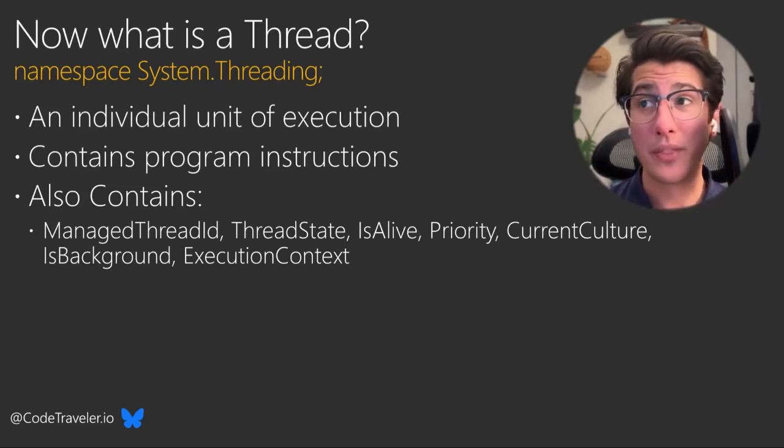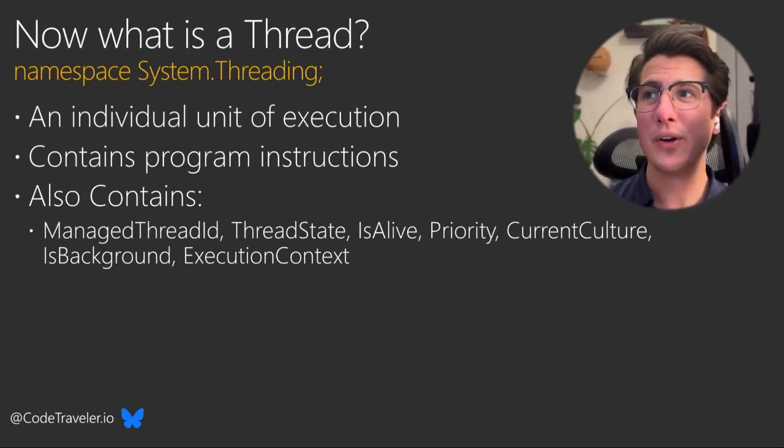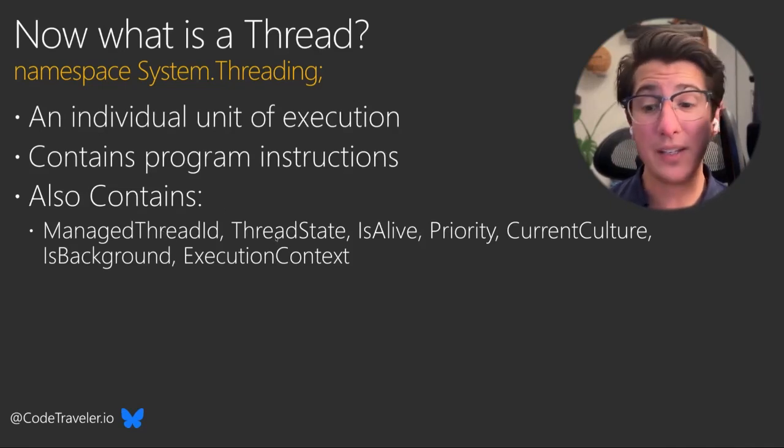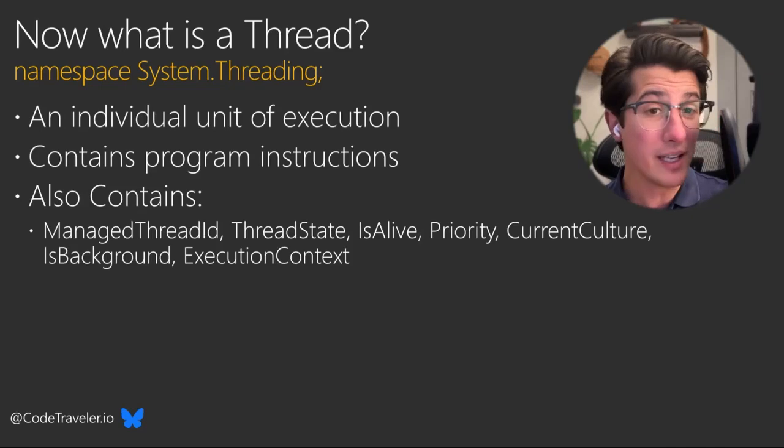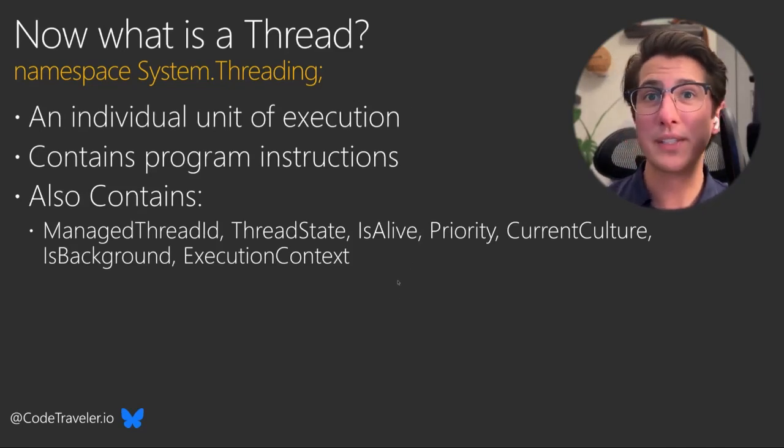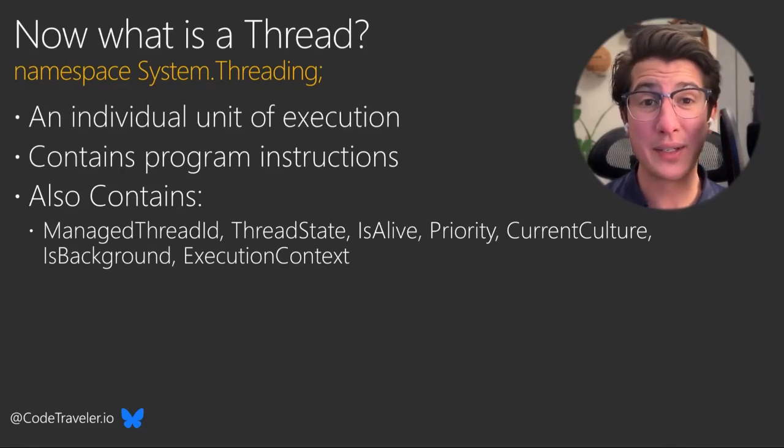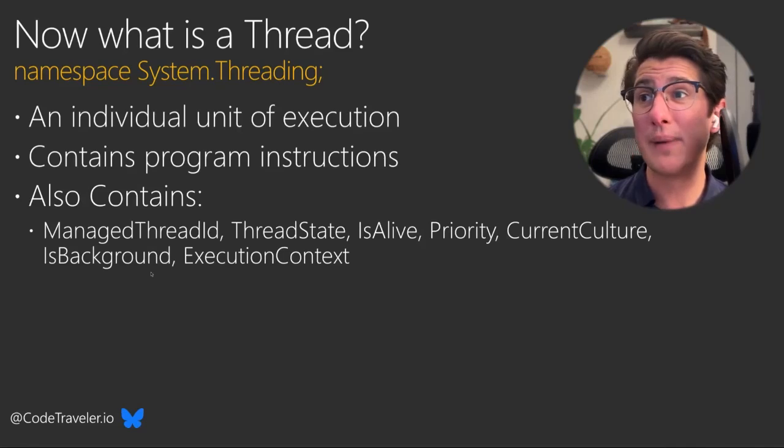Now, the cool thing with the thread is it also contains tons and tons of information under the hood about its own thread ID, this thread state, as you know, is this thread running? Is it completed? Is the thread still alive? What's its current priority? The current culture, like what language, what dialect the user has selected for their computer. So current culture is what can automatically switch languages and auto-detect what languages to show on the screen. Is the thread a background thread?